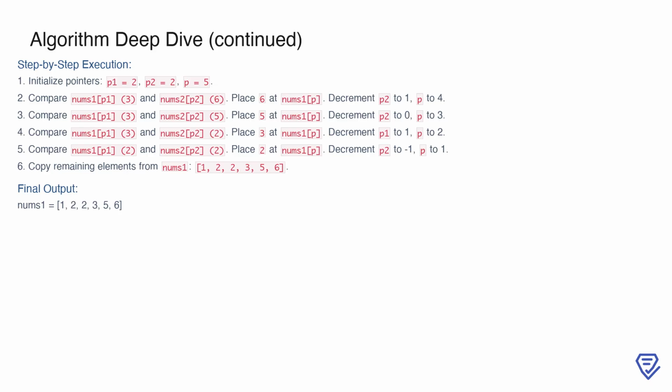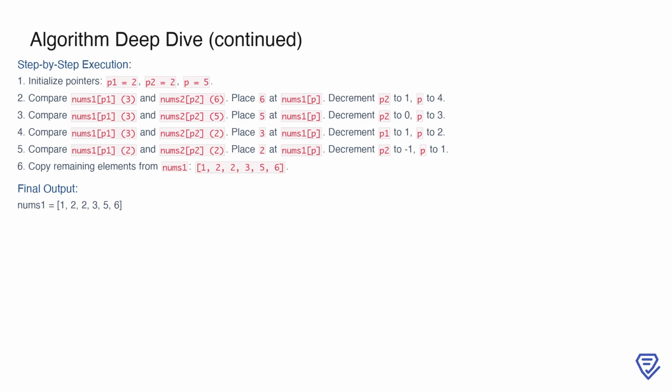Initially, the pointers are set as follows: p1 equals 2, pointing to the last valid element in nums1, p2 equals 2, pointing to the last element in nums2, and p equals 5, pointing to the last position in nums1. In the first comparison, nums1[p1] is 3, and nums2[p2] is 6. Since 6 is larger, we place it at nums1[p], then decrement p2 to 1 and p to 4.